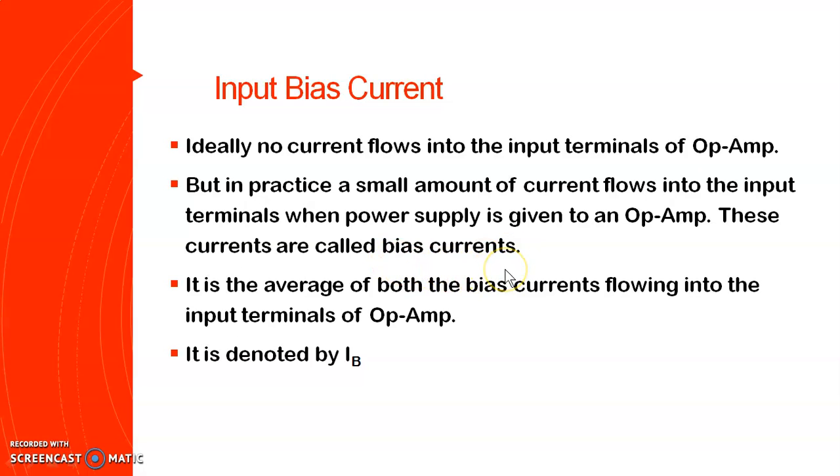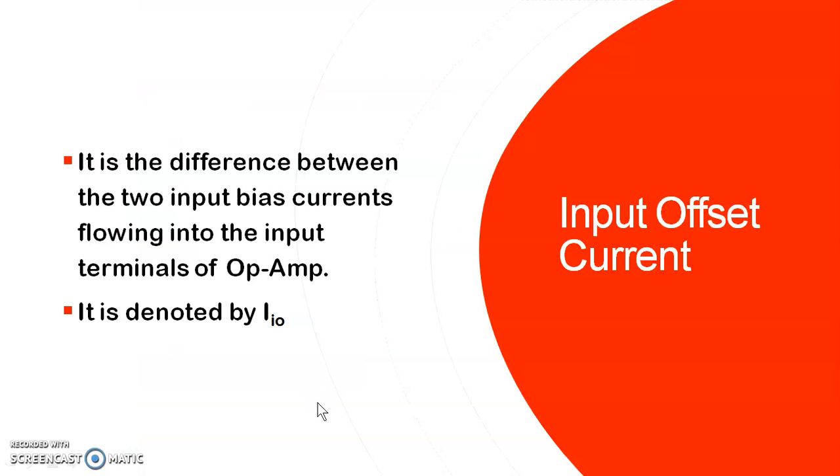The average of the both bias currents flowing into the input terminals is called as input bias current, and this is defined as I subscript B. IB is the input bias current. Then the next one is input offset current. Input offset current is nothing but the difference between the two input bias currents. Just now as we discussed, we have two input bias currents. The difference between the two input bias currents flowing into the input terminals is input offset current, denoted by IIO.